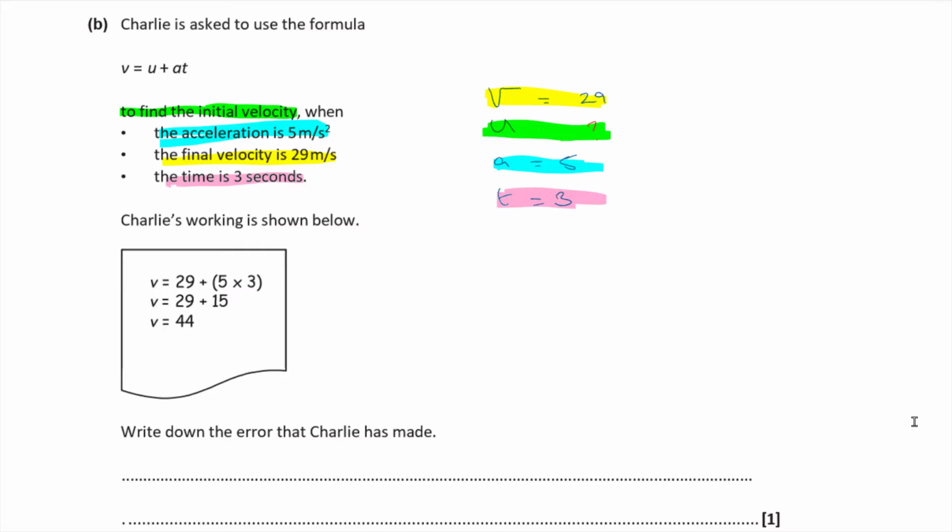Okay, so what has Charlie done? Charlie substituted v is equal to 29 as u is equal to 29. It should be 29 is equal to u plus 5 times 3. Okay, so it should have been substituted in here, and he substituted it in here, look, on the wrong side.